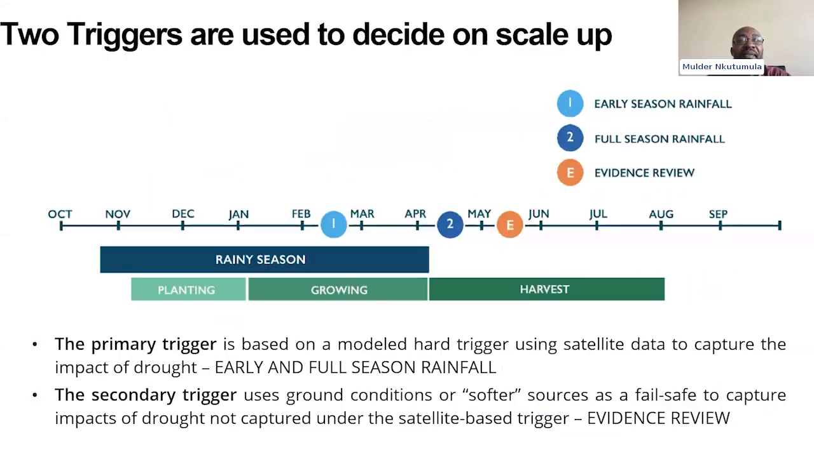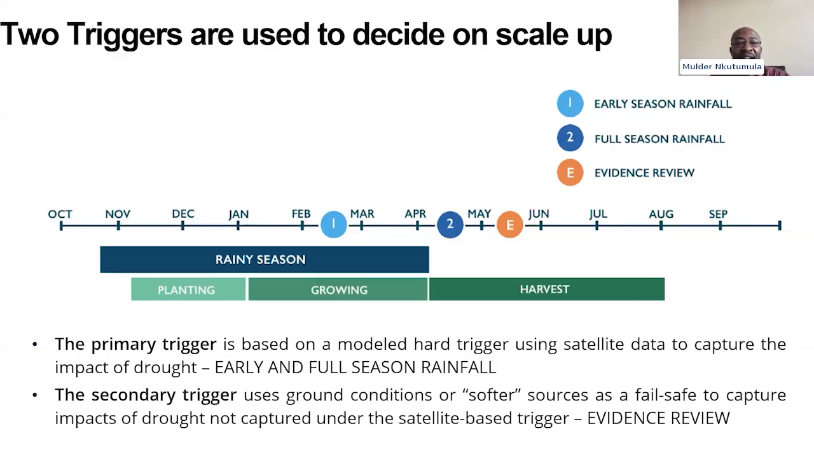Next slide, please. So we have two triggers. I mentioned that we have two projects that we are operating on. We have what we call the primary trigger. Now, the primary trigger is based on satellite data.